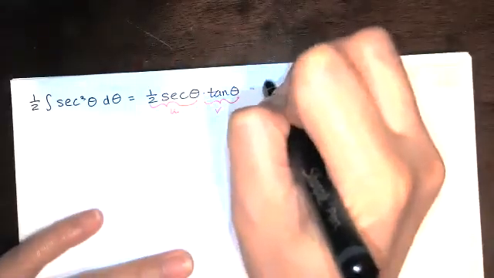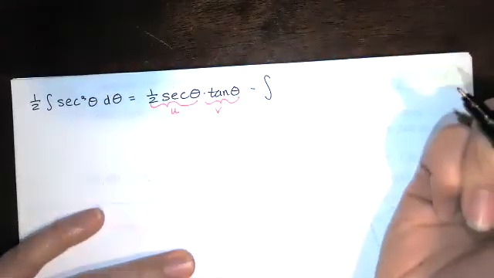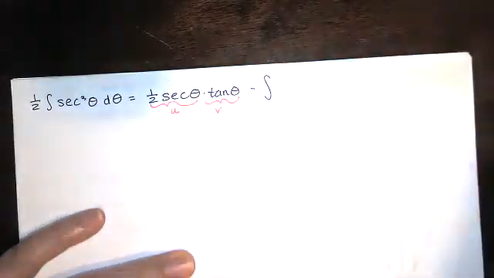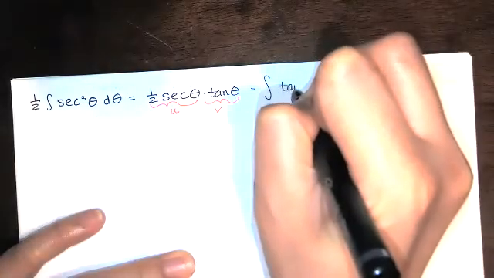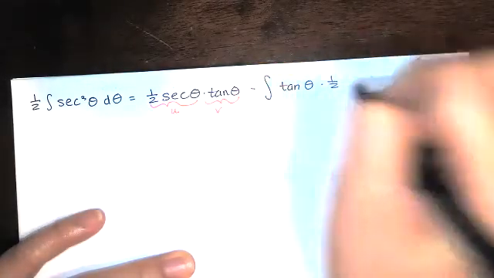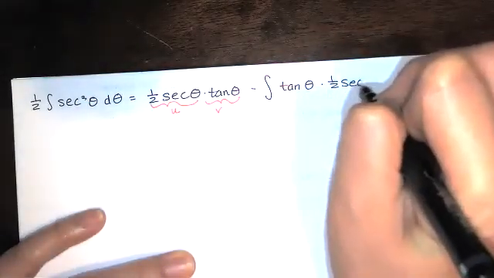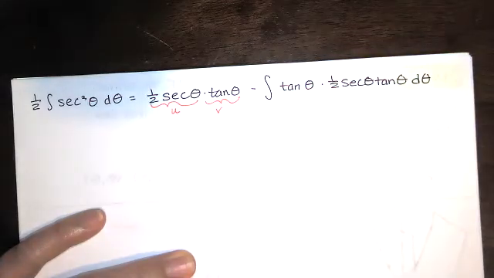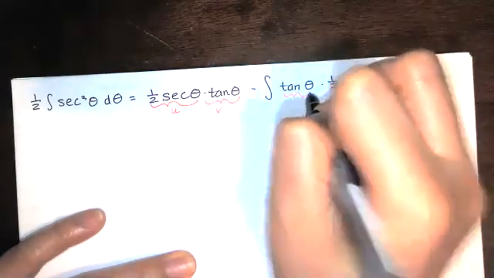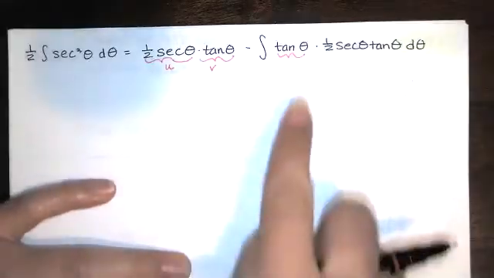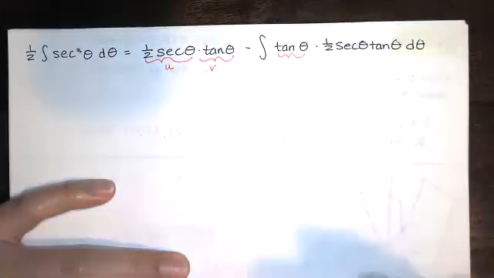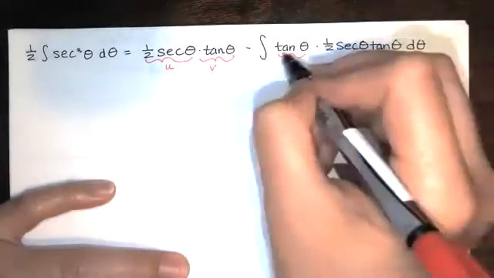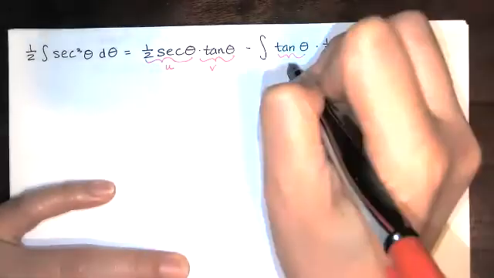So according to integration by parts, we get uv minus the integral of v times du. Now, a lot of students make the mistake of trying to anti-differentiate this and anti-differentiate that and multiply. It doesn't work that way. You have to simplify this first.